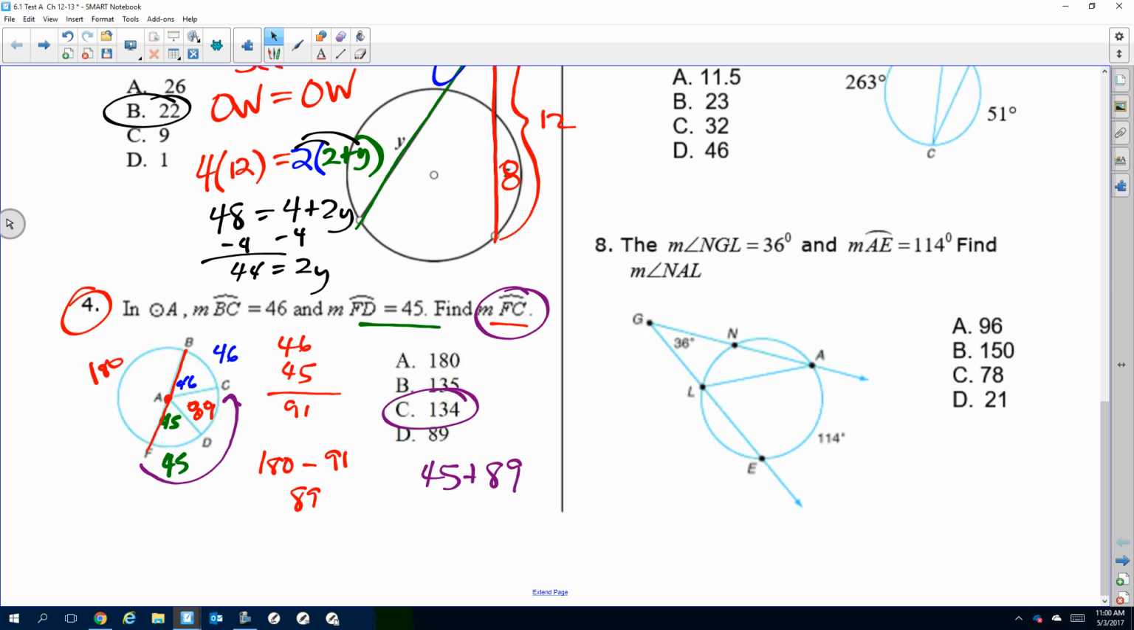All right, so that is 1 through 4. Fast forward, we can get to 5 through 9.